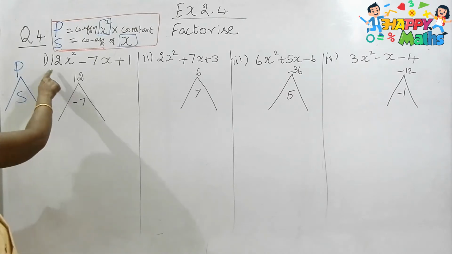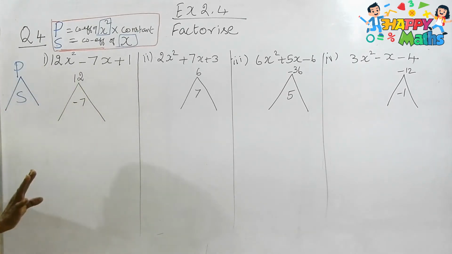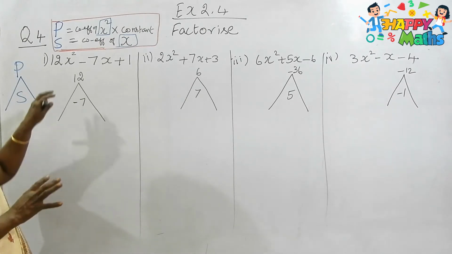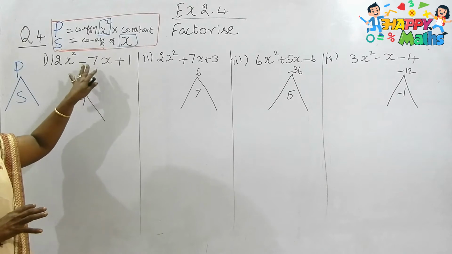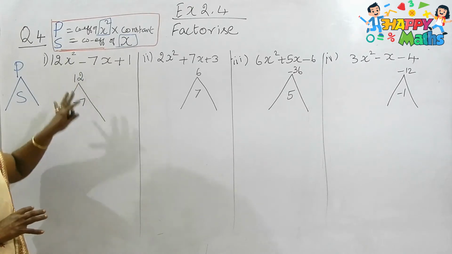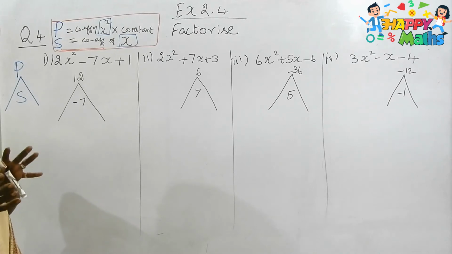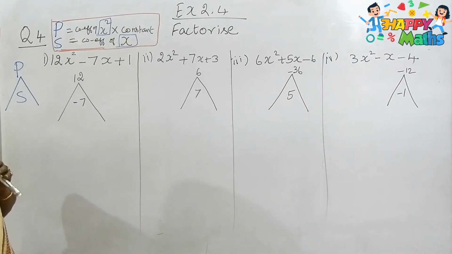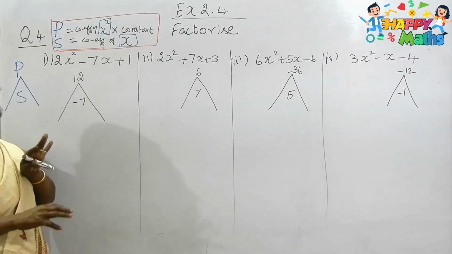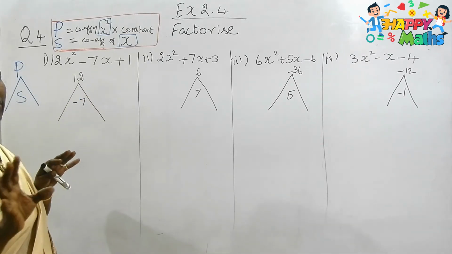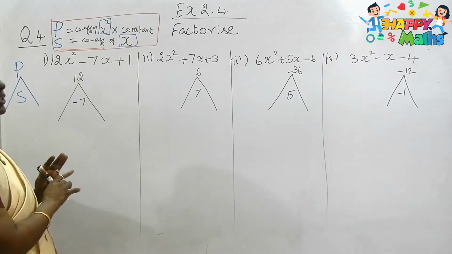Here we have 12x square minus 7x plus 1, and you have to factorize this. I told you that you can expand this, or write this, as a product of two factors. That is what I told you in video 1 and video 2. How to write that, you must definitely watch through the videos. I couldn't explain once again because of the lack of time now in the video.